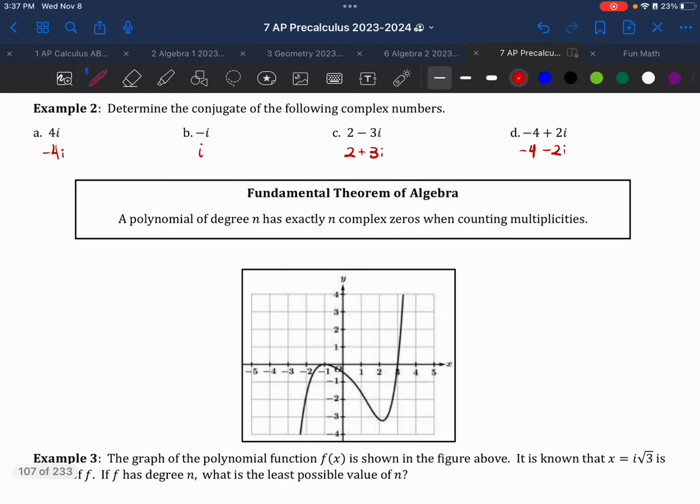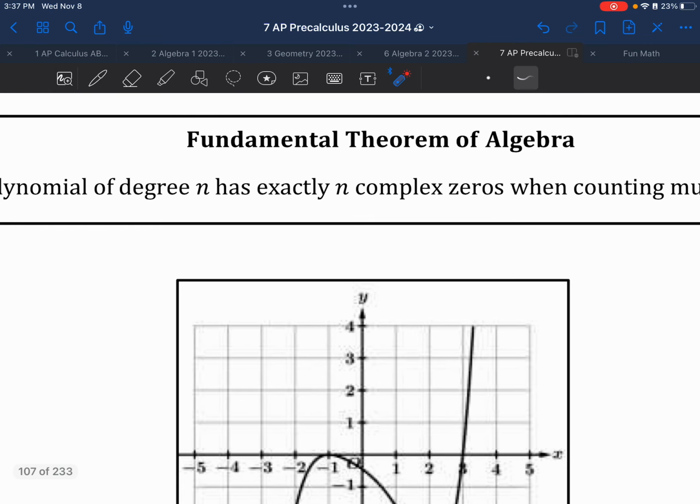All right. Let's do the fundamental theorem of algebra. This is a super duper important one in Algebra 2, and it's reviewed now in AP Precalculus. A polynomial of degree n has exactly n complex zeros. And when I use the word complex, that means a mixture of real and imaginary. If you've forgotten that, complex has 2 different parts. It has real and it has imaginary.